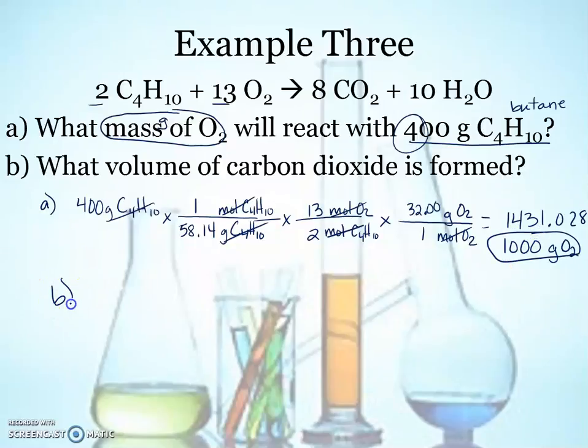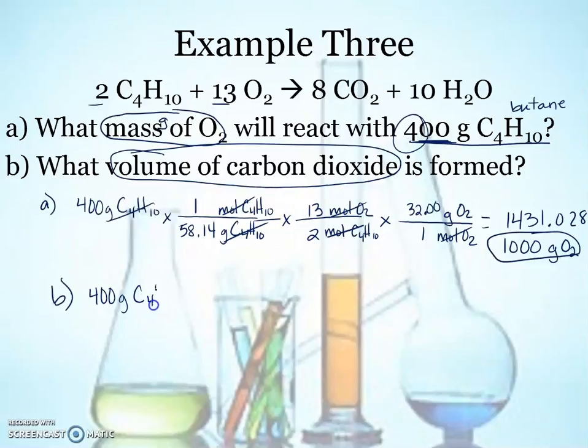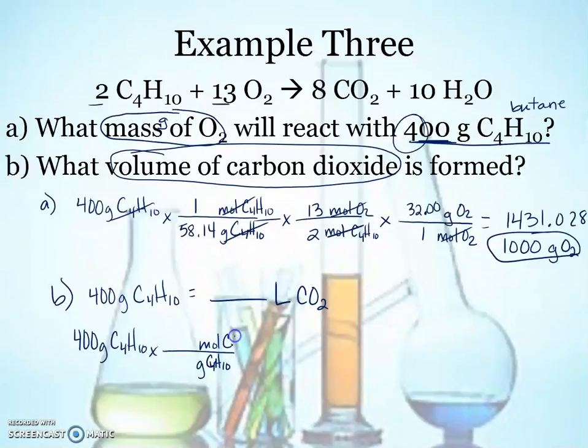Okay, on letter B, what volume of carbon dioxide is formed? All right, so we're looking for volume of carbon dioxide. I would go back and start with this number here. So we're going to start with 400 grams of butane, and we're looking for liters, volume, of CO2. You know how to do this. We multiply it and change it into moles. So we put grams of butane, C4H10, on the bottom, moles of butane on top.